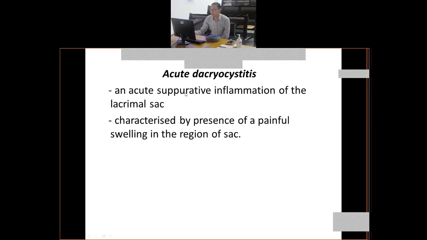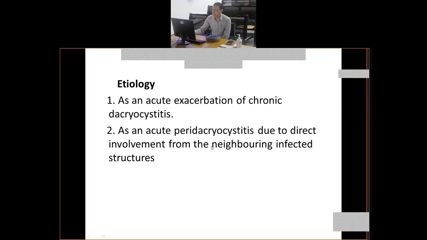Now we'll come to acute dacryocystitis. It is an acute suppurative inflammation of the lacrimal sac. It is characterized by the presence of painful swelling in the lacrimal sac area. Etiology: it occurs as an acute exacerbation of chronic dacryocystitis or as an acute pericystitis due to the involvement of the surrounding structures.